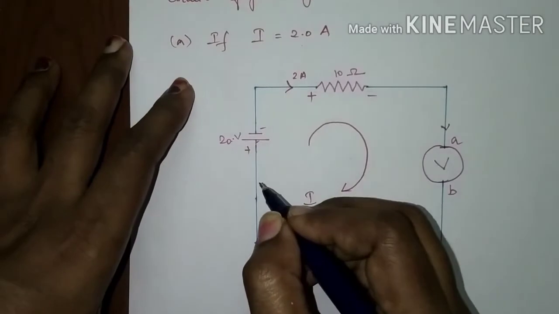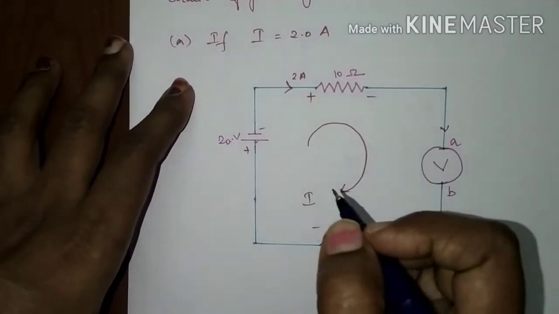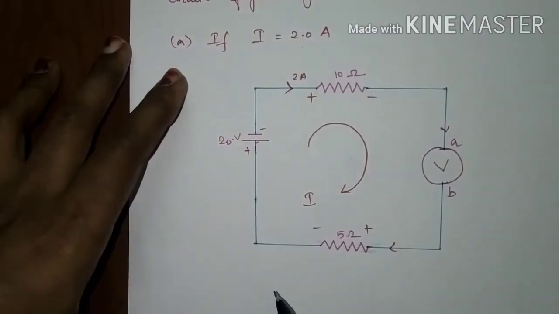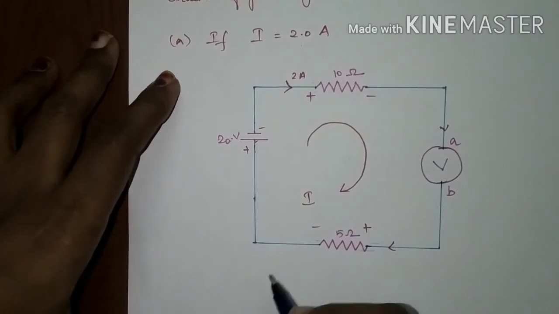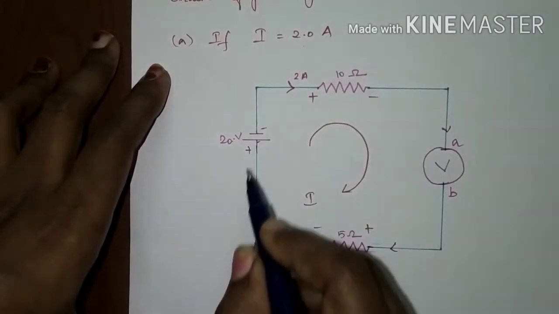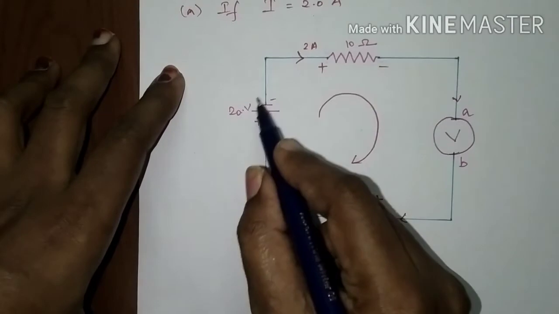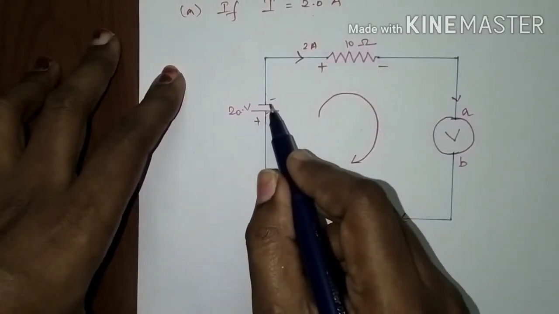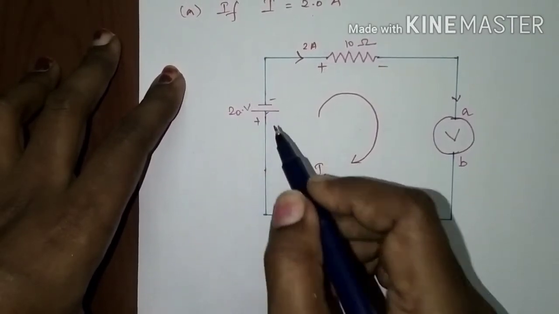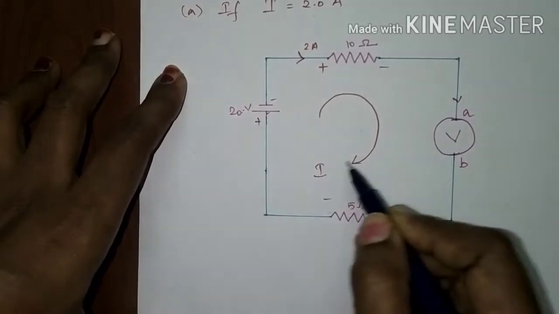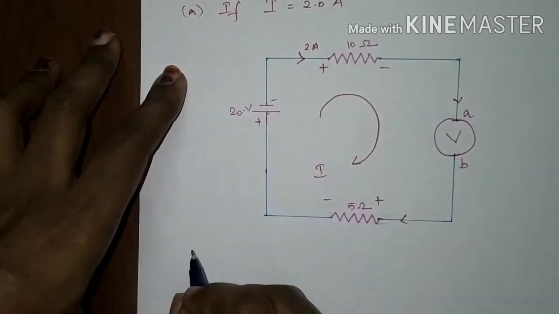Now we can apply the KVL. Sum of the potential drop plus potential rise is equal to 0. So there is a potential fall here. In first energy, this battery acts as a sink. So there is a potential fall. The current is entering positive and leaving the negative.